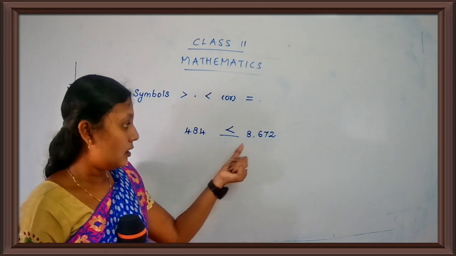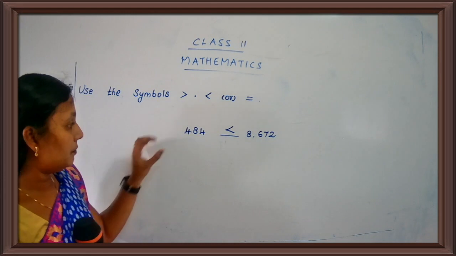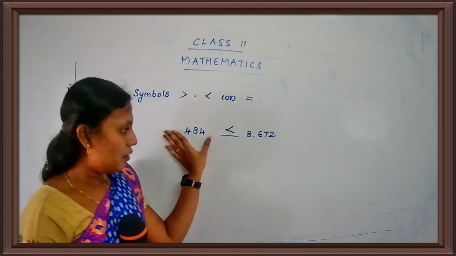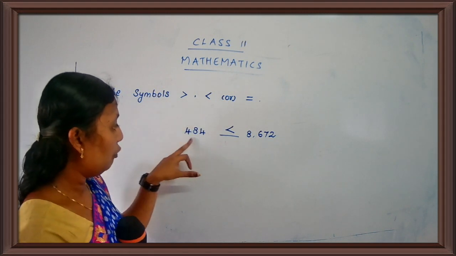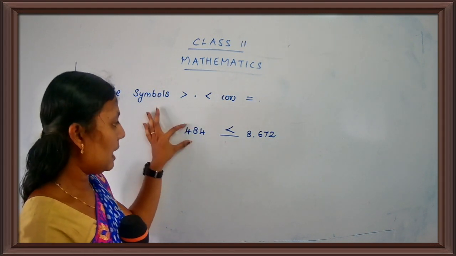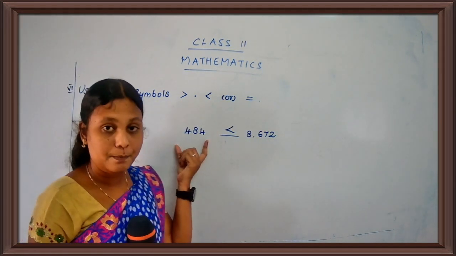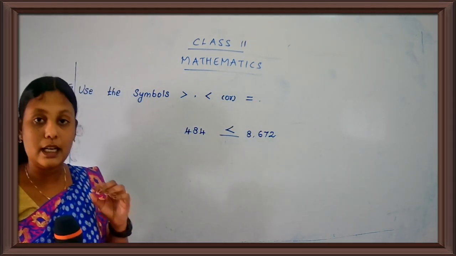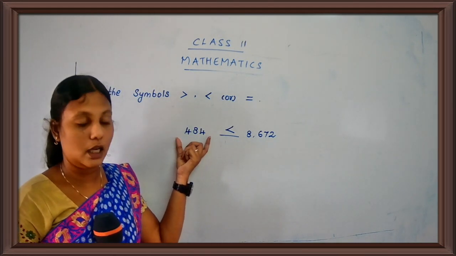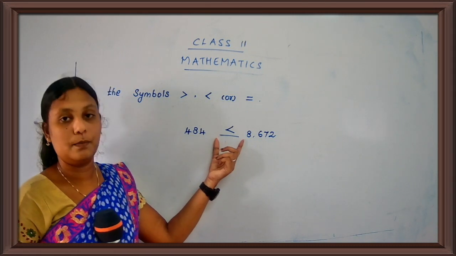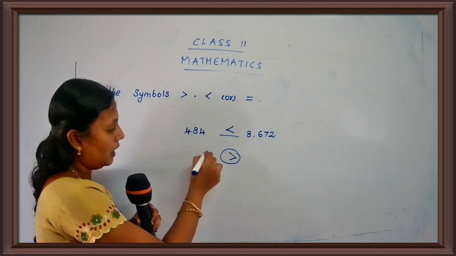484 is less than 8672. Okay, children. See here. You see this set of numbers. How many digits? 3 digits. Yes. This is the left side. This one is the right side. Okay. The left side number is the greatest number. Then the left side number is greater, and we have to use the greater than symbol.